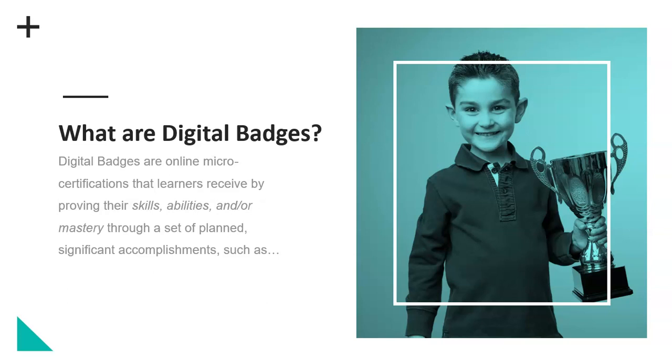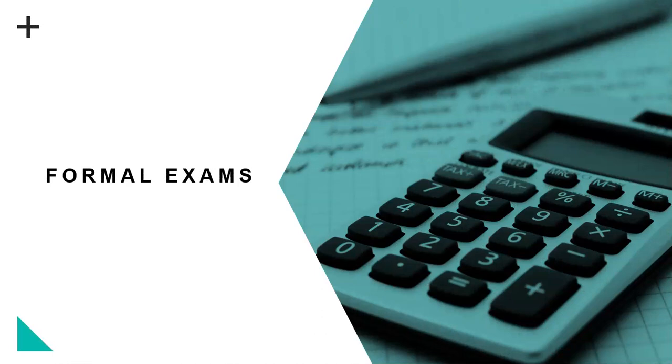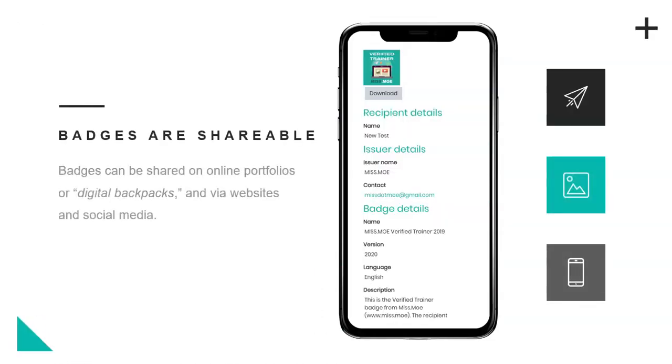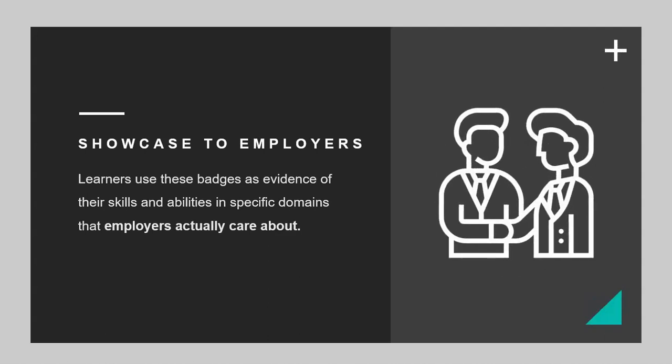So this brings us to the story behind digital badges. Digital badges are online micro-certifications that learners receive by proving their skills, abilities, or mastery through a set of planned significant accomplishments. These accomplishments can include anything from hands-on tasks, like projects, to more formal exams. Badges can be shared on online portfolios or digital backpacks and via websites and social media. Learners can use these badges as evidence of their skills and abilities in specific domains that employers actually care about.